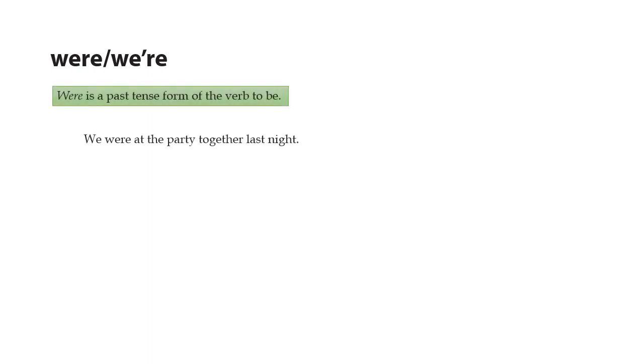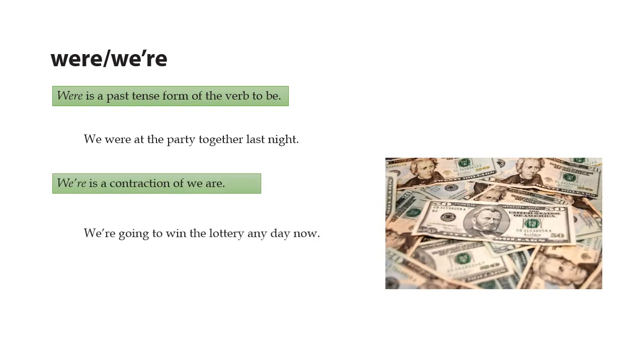Were and we're are actually pronounced differently, but sometimes in speech they get confused and therefore get confused in writing. But were is the past tense form of the verb to be. So we were at the party together last night. We're is a contraction of we are. We are going to win the lottery any day now.